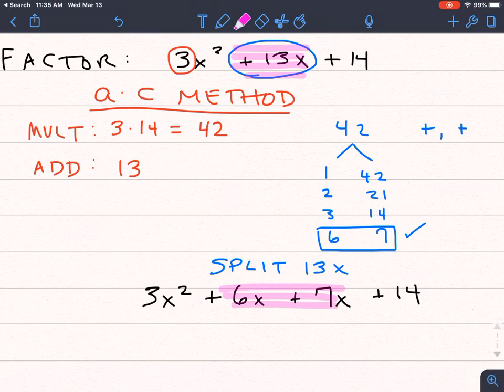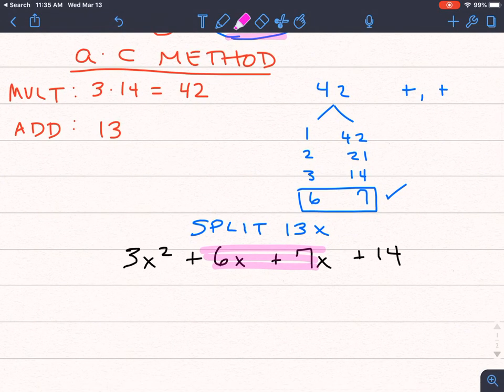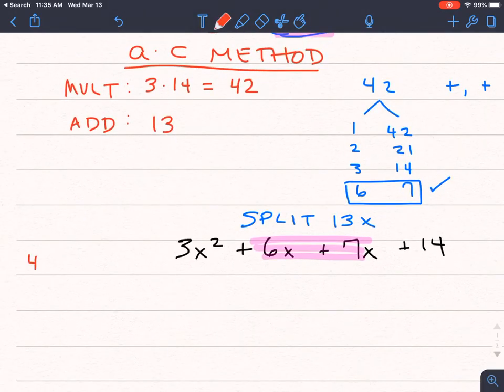Now the reason why we're doing this is we're going to go through and find the factors that make this problem work. The order of the 6x and the 7x does not matter. But what we can do now is we have 4 terms, and that's very, very important. We have 4 terms here.